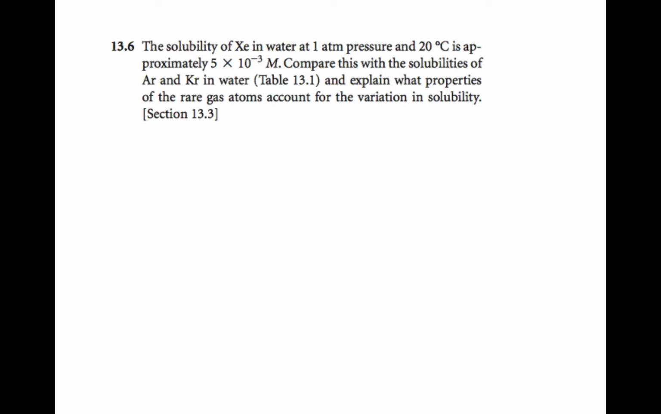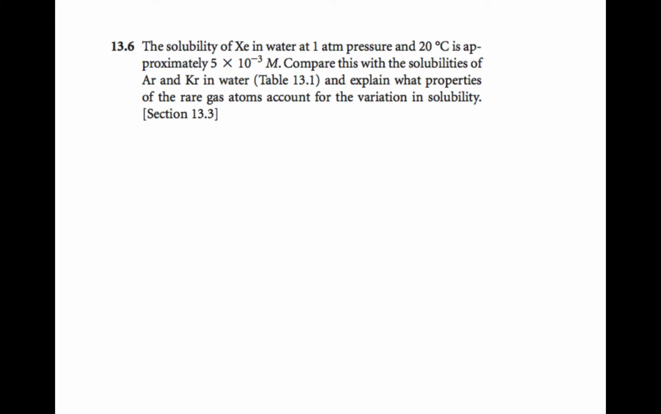Number 6, the solubility of xenon in water at 1 atmosphere and 20 degrees Celsius is approximately 5 times 10 to the minus 3 molar. Compare this with the solubilities of argon and krypton in water, and explain what properties of the rare gas atoms account for the variation in solubility. Oh, I didn't take into consideration the table, but what I'm saying is argon and krypton must be less soluble because they're less polarizable. The smaller the atoms, the less polarizable they are.